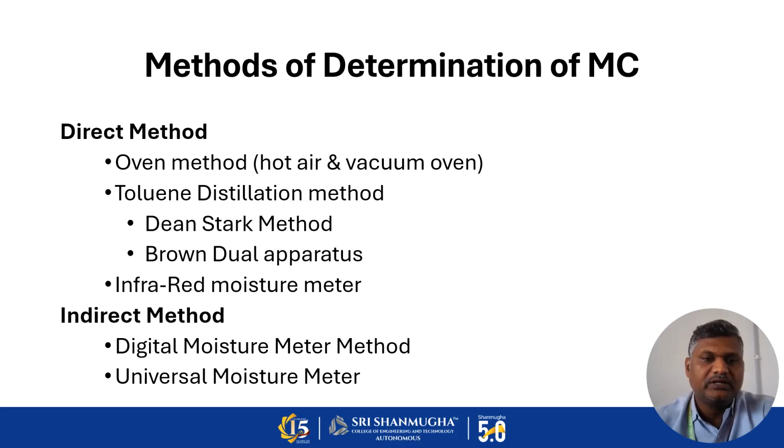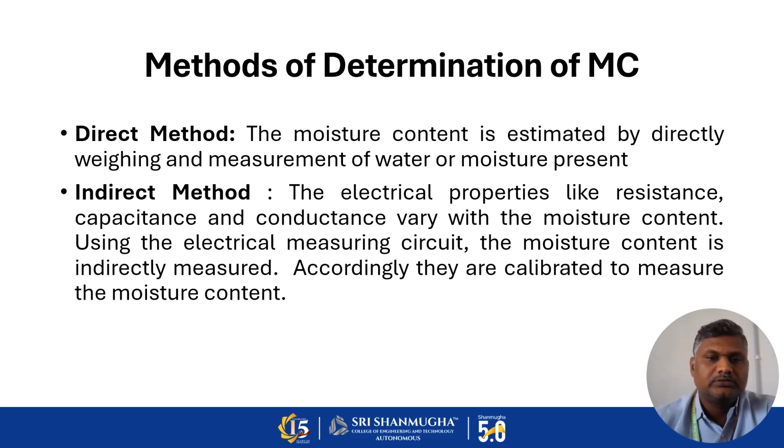In the direct method, we have three different methods. One is the oven method, that is, hot air oven or vacuum oven. The second one is the solvent distillation method. In this, two different types are adapted: the Dean-Stark method and the Brown-Duvel apparatus. The third one is the infrared moisture meter. Coming to the indirect method, digital moisture meters and universal moisture meters are adapted. So this is the moisture content determination by direct and indirect methods.